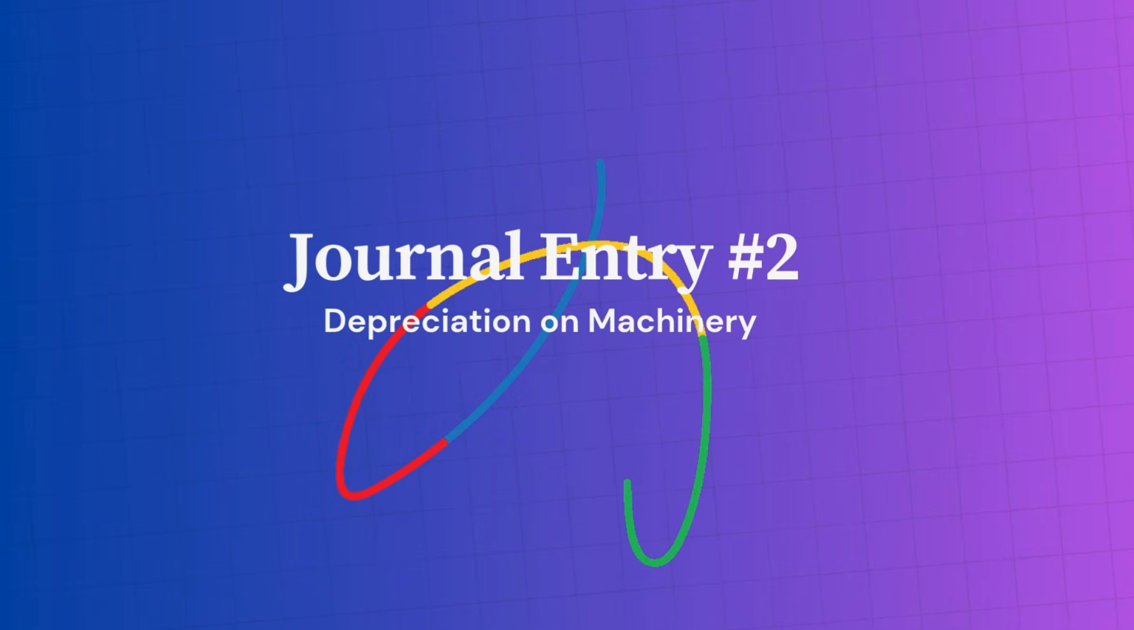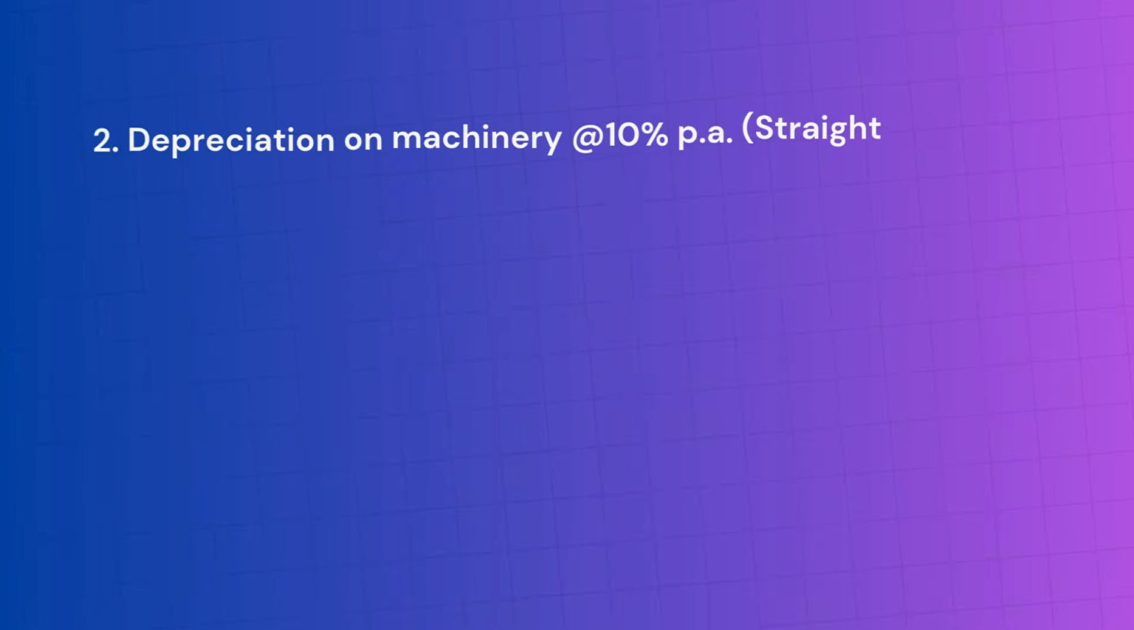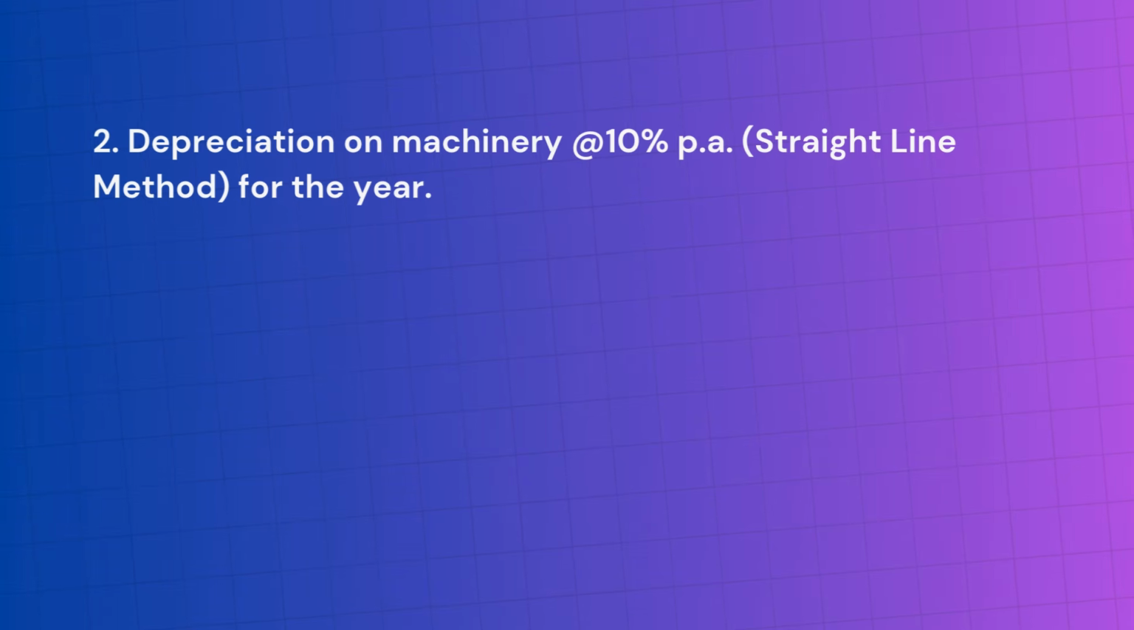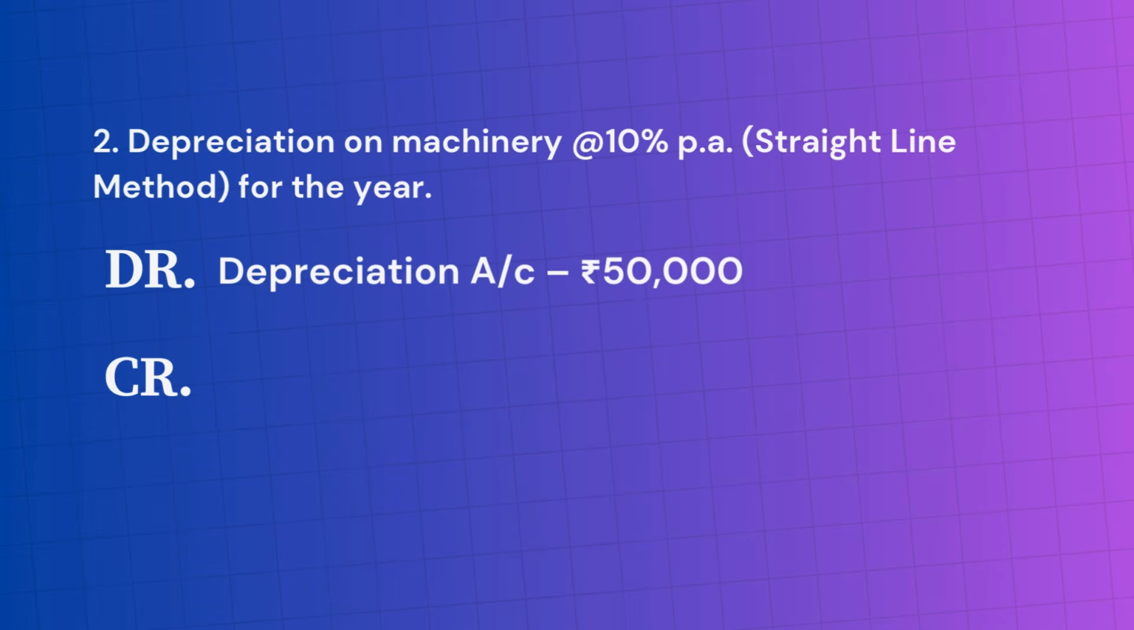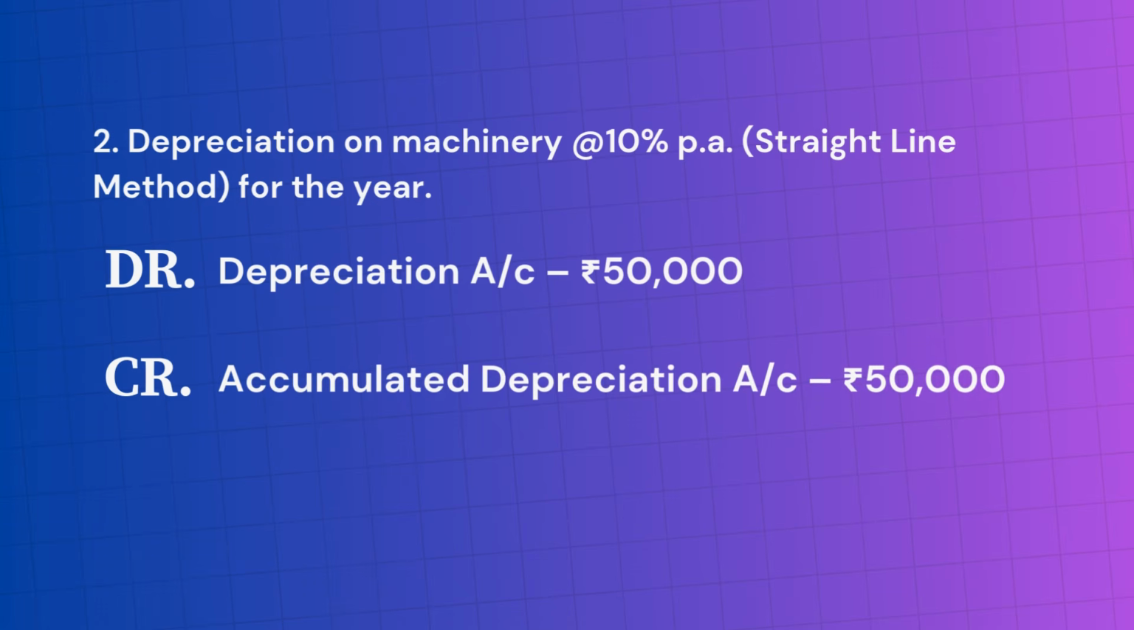Moving on to journal entry 2, depreciation on machinery at 10% per annum straight line method for the year. So to book this transaction, we will debit depreciation account 50,000 rupees, and what will be our credit? We will credit accumulated depreciation account 50,000 rupees.